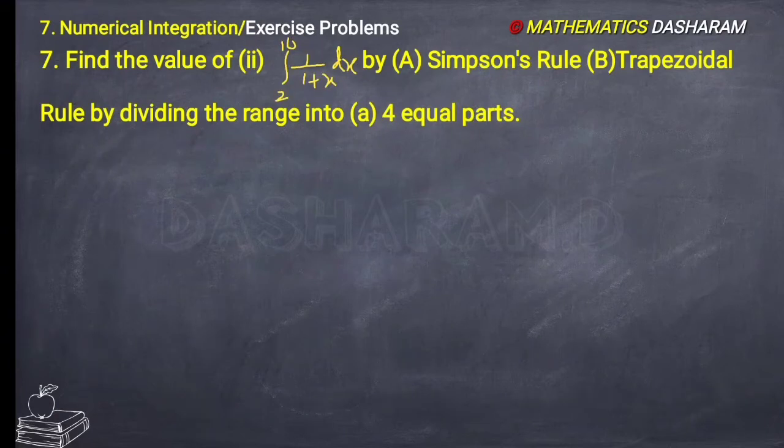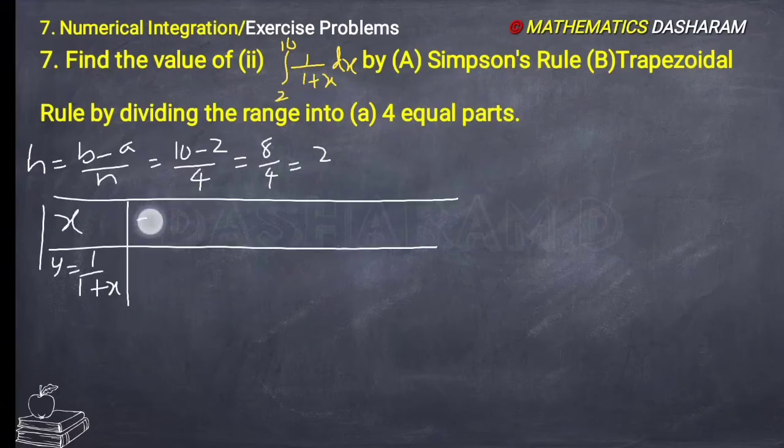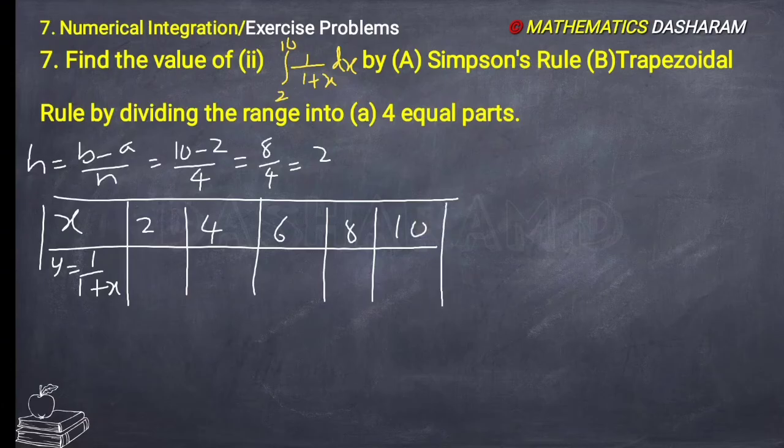Seventh B, second problem, same. The function is the integration from 2 to 10 of 1 by 1 plus x dx, dividing the range into 4 equal parts. Here h equals b minus a divided by n. So 10 minus 2 divided by 4. 10 minus 2 is 8, 8 by 4 answer is 2. So the first x value is 2, next x value 4, next 6, next 8, next 10.